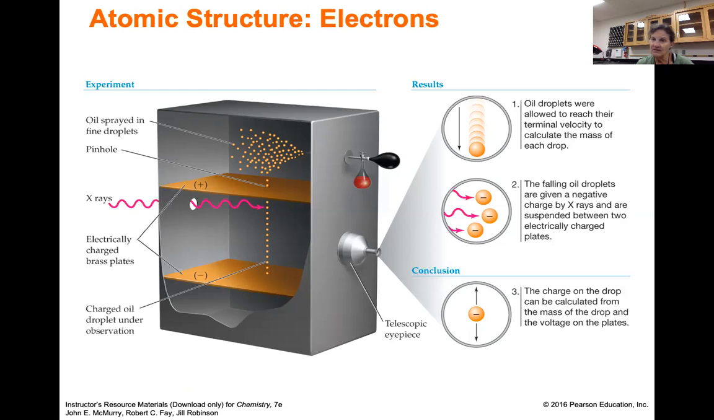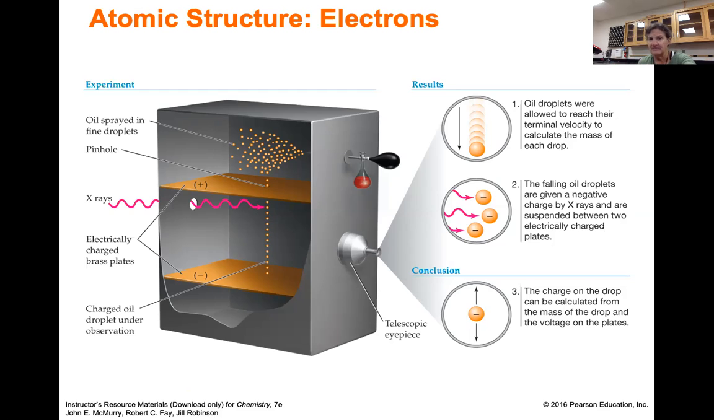Whoops, no, they're given a negative charge by X-rays. Not sure how that works. I'll have to think about it. And they're suspended though, so whether it's a positive or a negative charge doesn't matter so much. It just matters that once those oil droplets are charged, you can interact with them with an electric field.